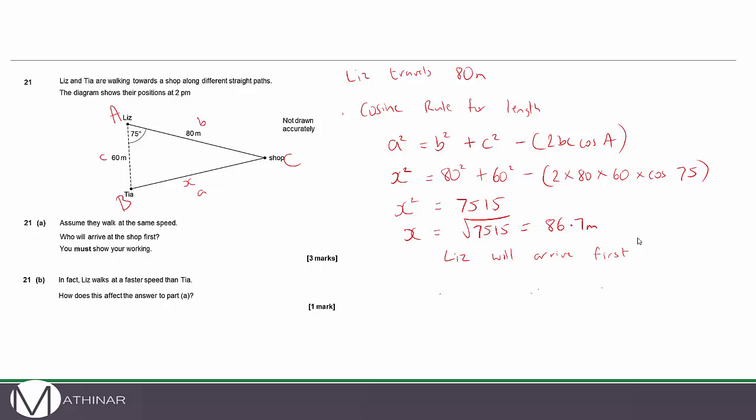21b. In fact, Liz walks faster. Liz walks at a faster speed than Tia. How does this affect your answer to part A? Well, in part A, we concluded that Liz will arrive first. And now we are told that Liz walks faster, so Liz will still arrive first. She'll just get there a little bit sooner.